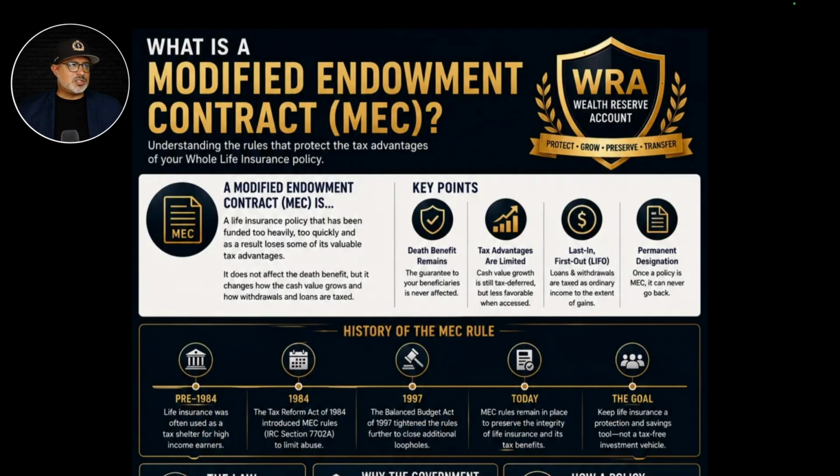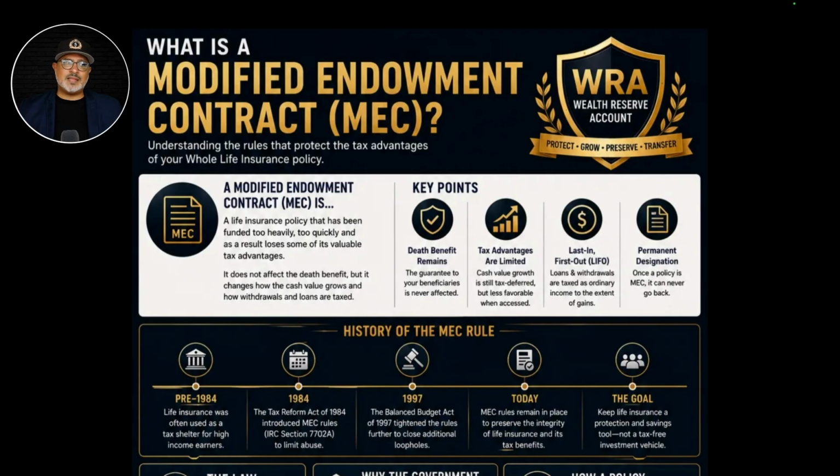A MEC is a life insurance policy that has been funded too heavily, too quickly, and as a result loses some of its valuable tax advantages. It does not affect the death benefit, but it changes how the cash value grows and how withdrawals and loans are taxed. Some of the key points to keep in mind are: the death benefit does remain. The guarantee to your beneficiaries is never affected.